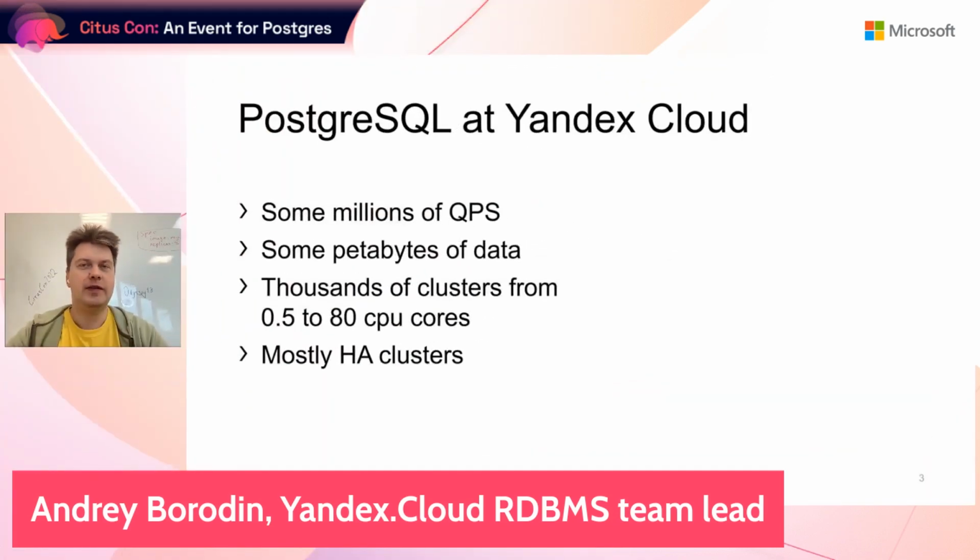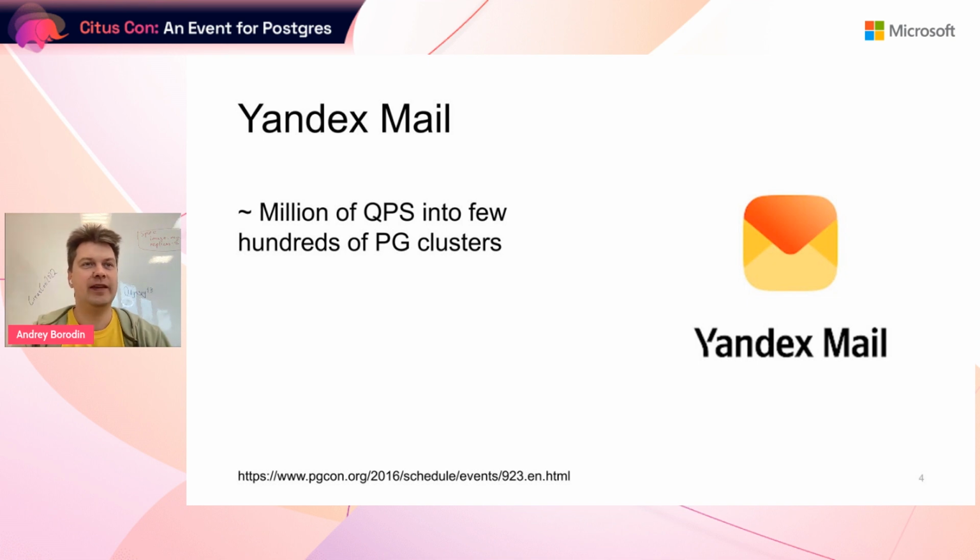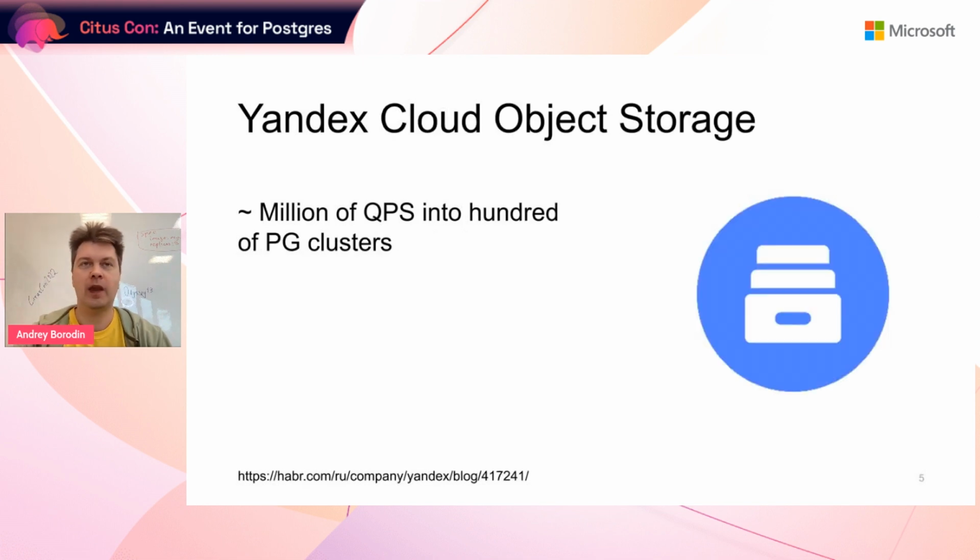I'm working as a team lead at Yandex Cloud. We have a huge workload based on Postgres. We have petabytes of data, and the clusters vary from very small to very big, and we are working on making each one better. For example, we have Yandex Mail, serving about 500 million mailboxes, or Yandex Cloud Object Storage, serving 1 million requests per second for different file sizes, from teeny few-byte files to multi-gigabyte files.